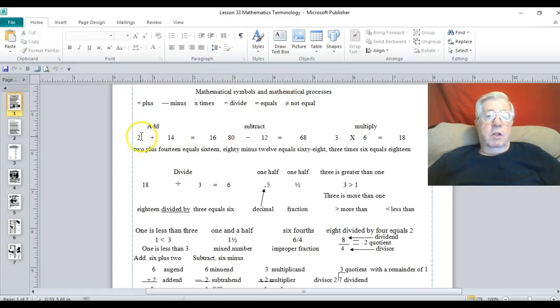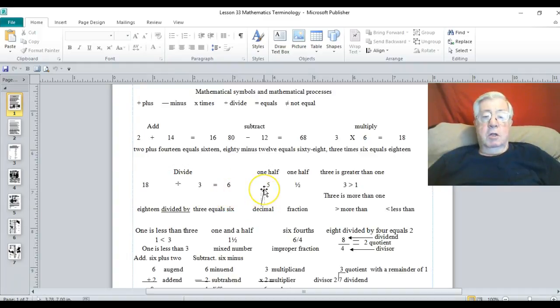Add, for example, 2 plus 14 equals 16. Subtract, 80 minus 12 equals 68. Multiply, 3 times 6 equals 18. Divide, 18 divided by 3 equals 6.